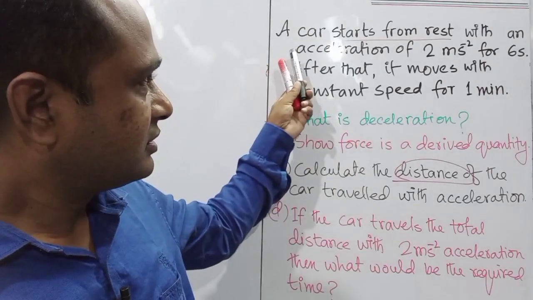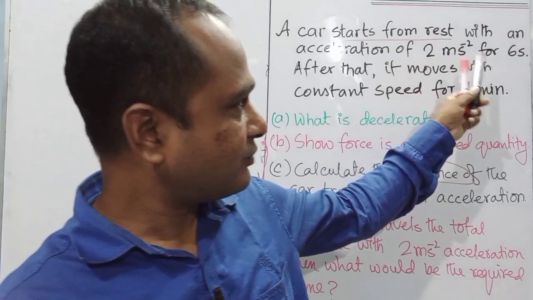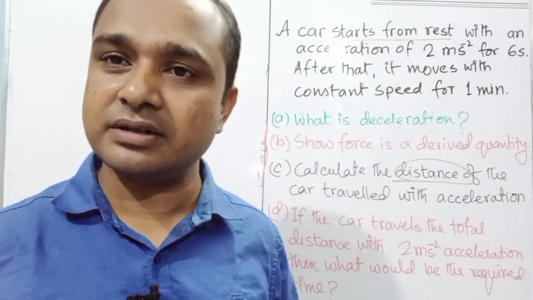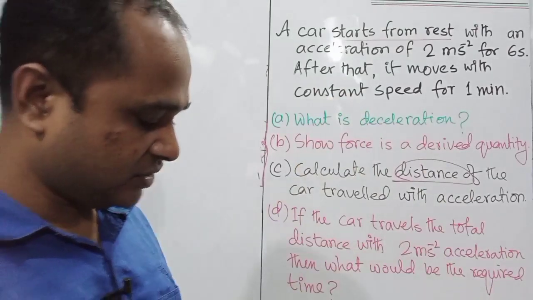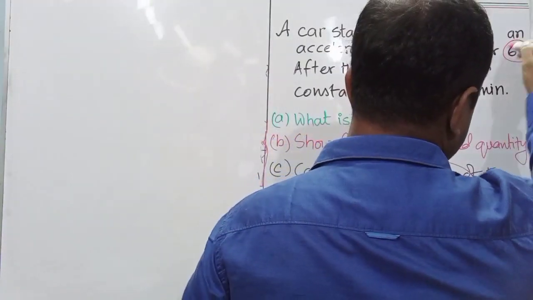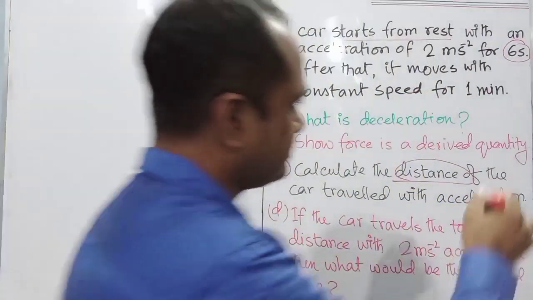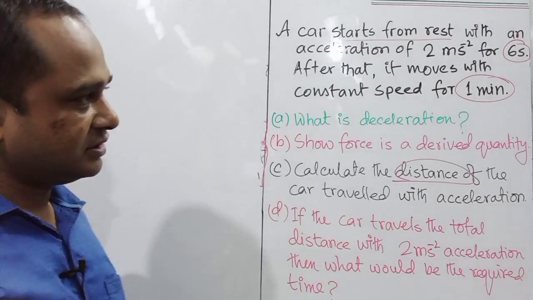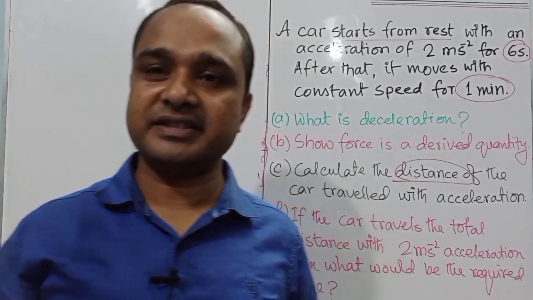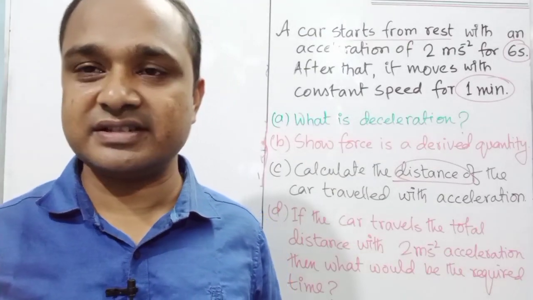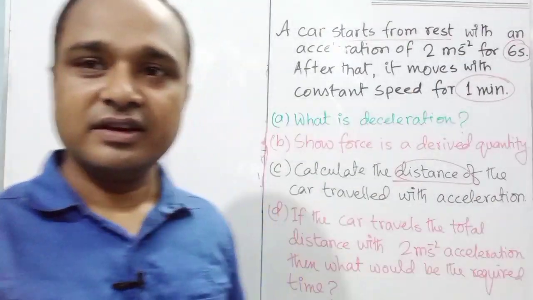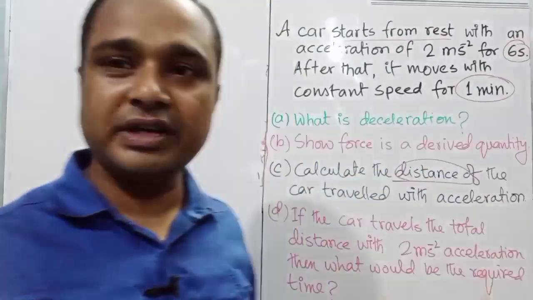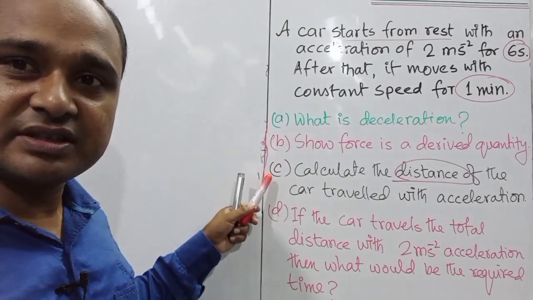The car moves with uniform acceleration for first 6 seconds, then it moves with uniform velocity for next 1 minute. Using these two times, first time is 6 seconds and second time is 1 minute. In these two times it travelled several distances. First we have to calculate the total distance using these two times. First distance which it travelled within this time we have already calculated for our question C.